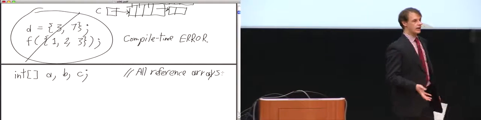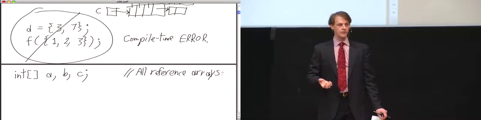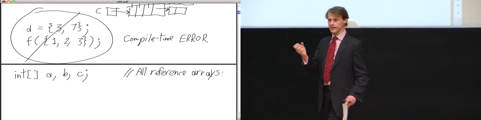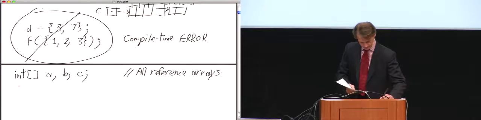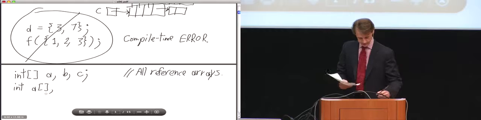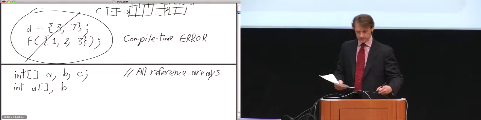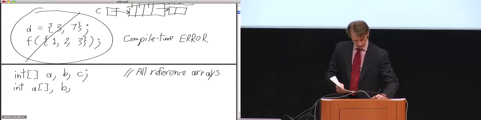Now, the C style of declaring arrays, you don't put the brackets on the type, you put the brackets on the variable. And when you do that, they apply to that variable only. So a classic way to declare arrays in C would look like this. Here I want A to be an array of ints. I want B to be just an int, not an array at all. And I want C to be a 2-dimensional array of ints.